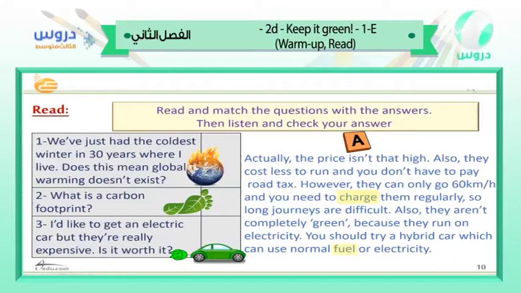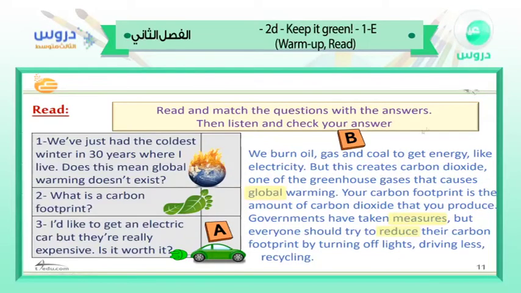Okay, so what did they speak about in this paragraph? Did they speak about global warming, the carbon footprint, or about electric cars? Very good. They spoke about electric cars. Very good. Okay, let's listen to the second paragraph.